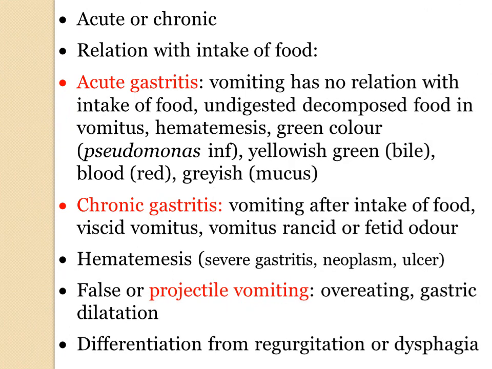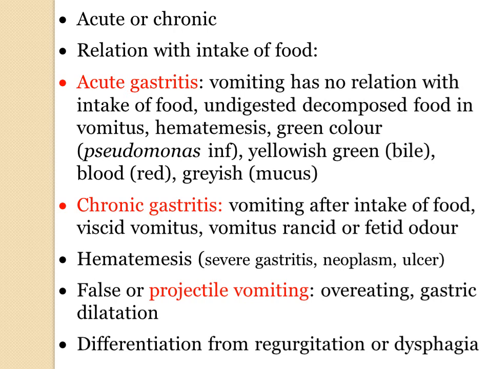To judge the seriousness of the disease, take history whether vomiting is acute or chronic. Another important part: vomiting relation with intake of food. Whether food or eating is related to vomiting or not. Sometimes the intake of food has no relation to vomiting, and sometimes the animal vomits immediately after taking food.